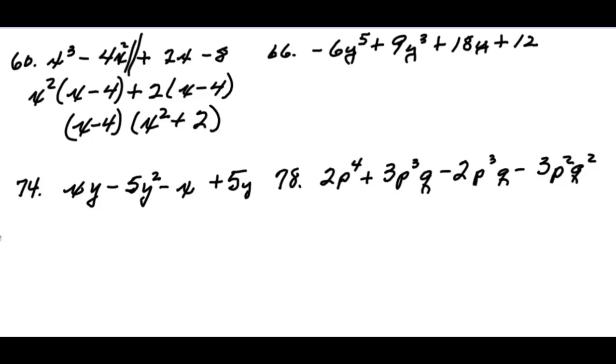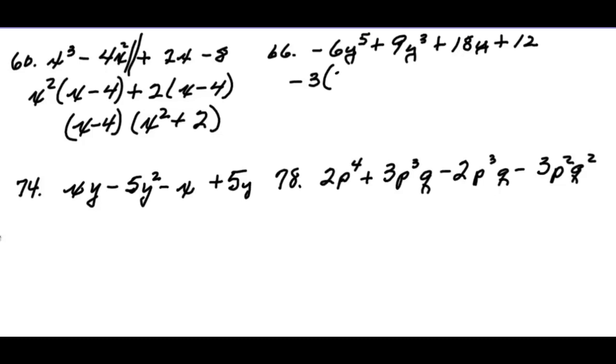Now, number 66 is there for a purpose. What we're trying to do is pull out a common factor, but because that first term is a negative 6y to the 5th, we want to make that first term positive. So what can we pull out of that? Well, a number common to all of our numbers, 6, 9, 18, and 12, happens to be 3. And I'm going to pull out 3, but I'm also going to pull it out as a negative 3. What that does is it changes the signs for everything we have in there.